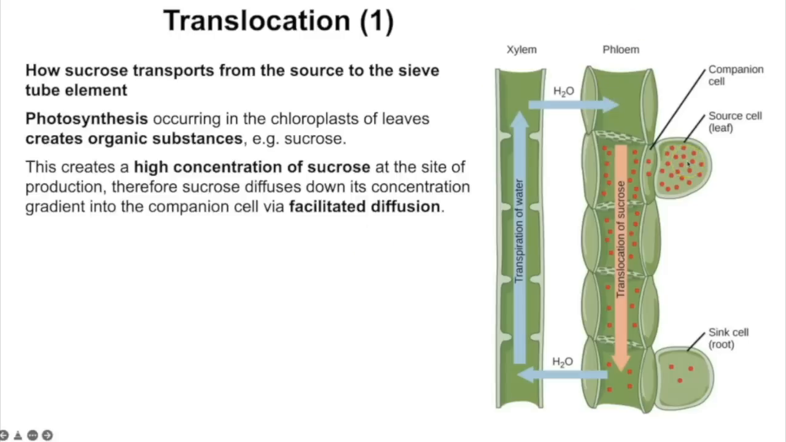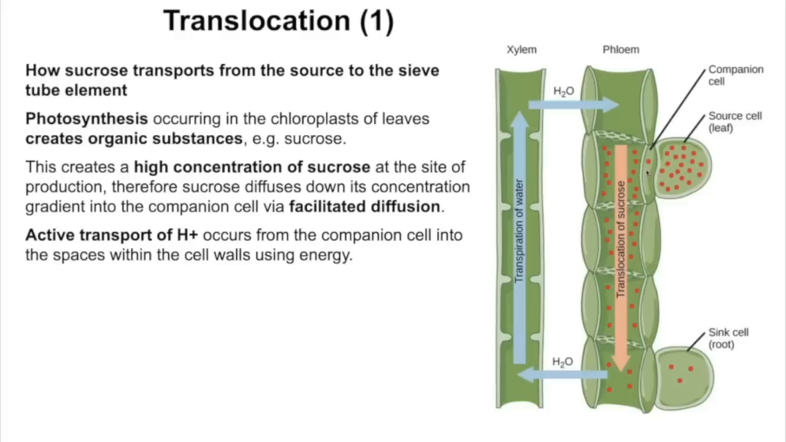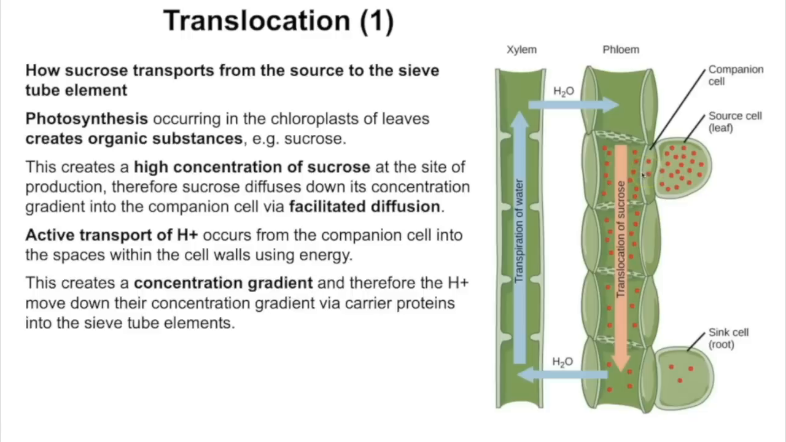That, we said, creates a high concentration of sucrose. Now, as well as that affecting the water potential, that also means that the sucrose can diffuse down its concentration gradient into the companion cell by facilitated diffusion. We then get active transport of protons or hydrogen ions from the companion cell into the space within the cell walls, and that uses energy because it's active transport.